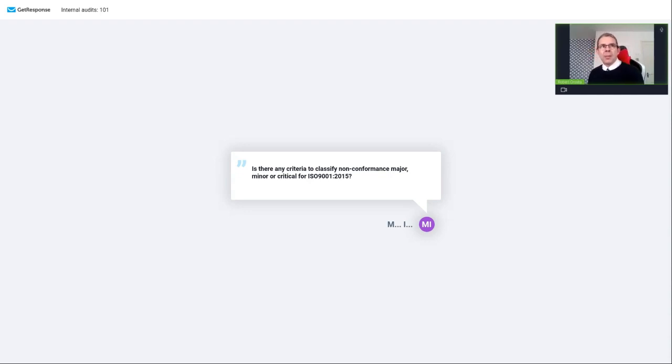A minor non-conformance might be an error or something that's gone wrong, but doesn't necessarily have a knock-on effect. So, for example, if I've got a document and it's not up to date and it may not have been used in the last 3 months, chances are we've spotted that it needs to be updated, but it's not necessarily causing a collapse or major calamity.